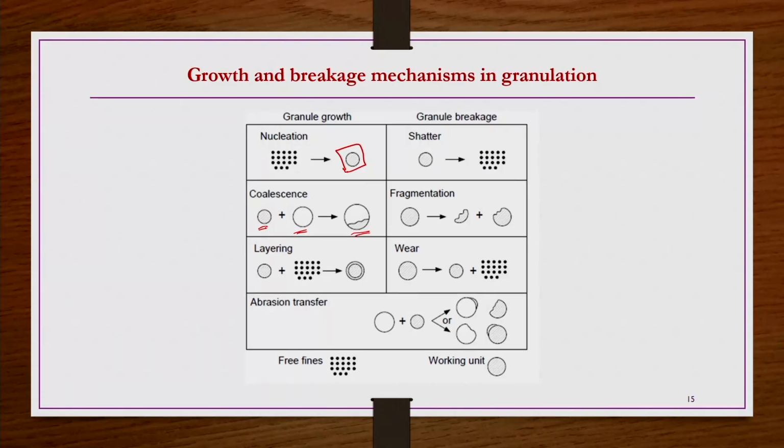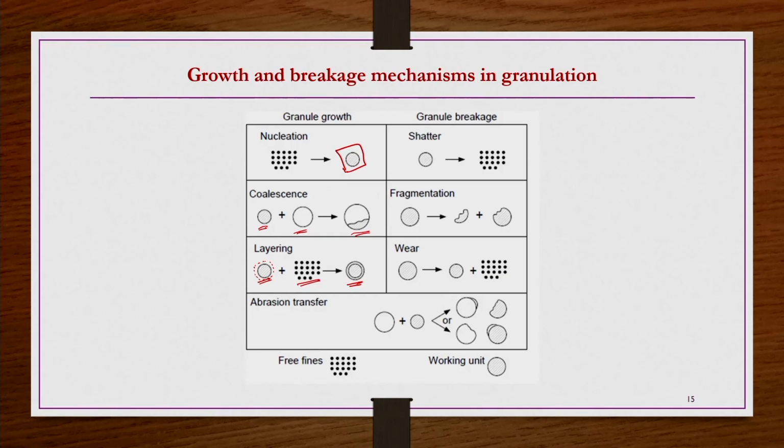Okay, so there is another process, layering. Let us say one smaller-size granule is there, but there are other nuclei available. They may form a layer along the surface of this smaller granule, and then you can have layered granules with a size slightly bigger than the initial size. So layering is also one of the granule growth mechanisms.